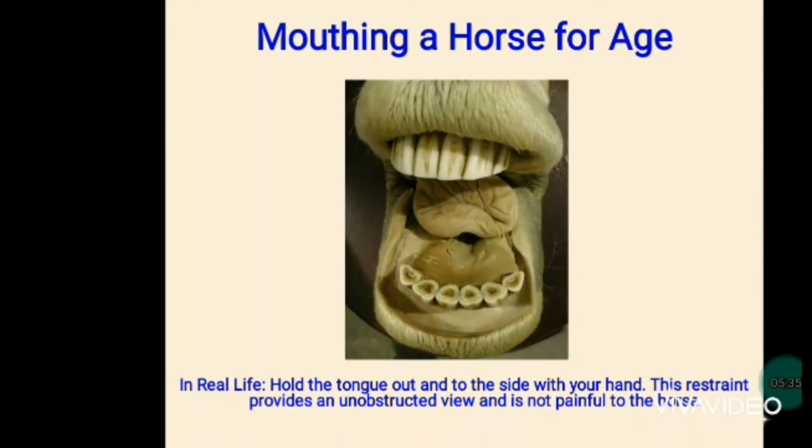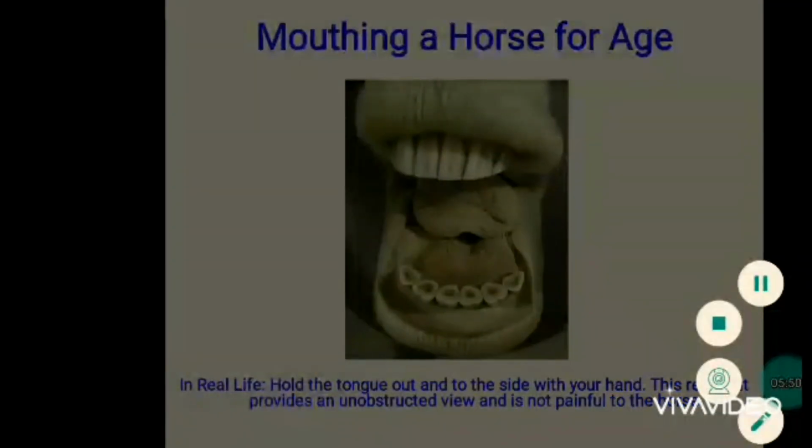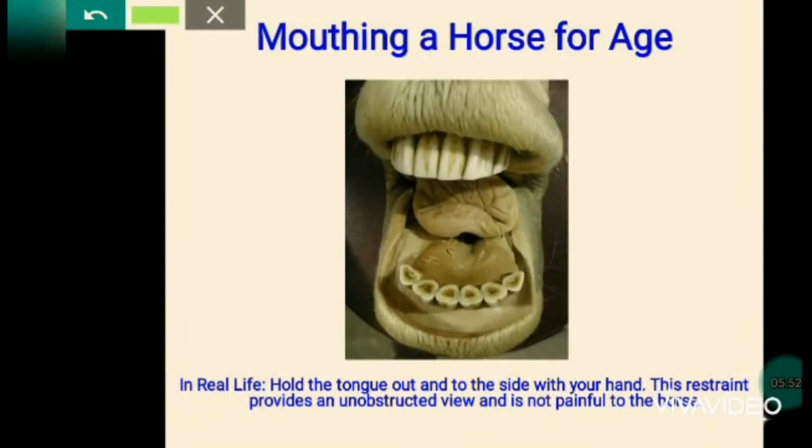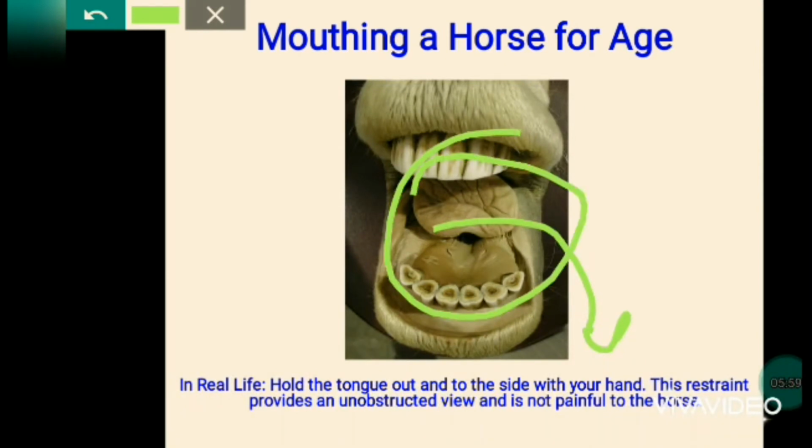Now, mouthing a horse for age. How are you going to open the mouth of the horse? You just have to hold the tongue out to the side with your hand, and the restraint provides an unobstructed view, and it is also not painful to the horse. If you move the tongue outside like this, it becomes very easy to just watch the teeth of the horse.